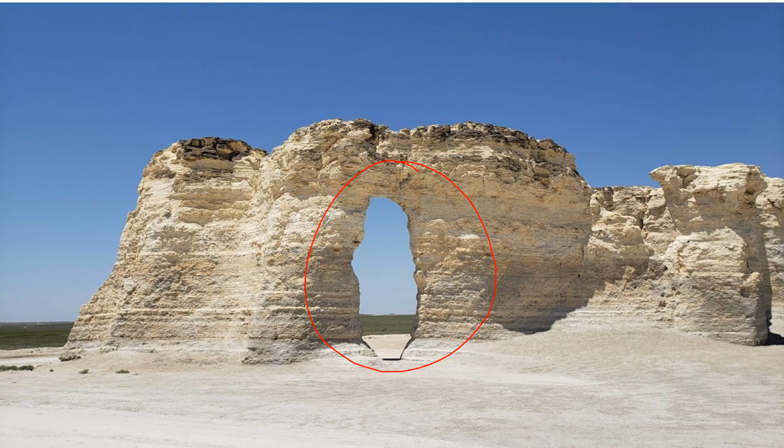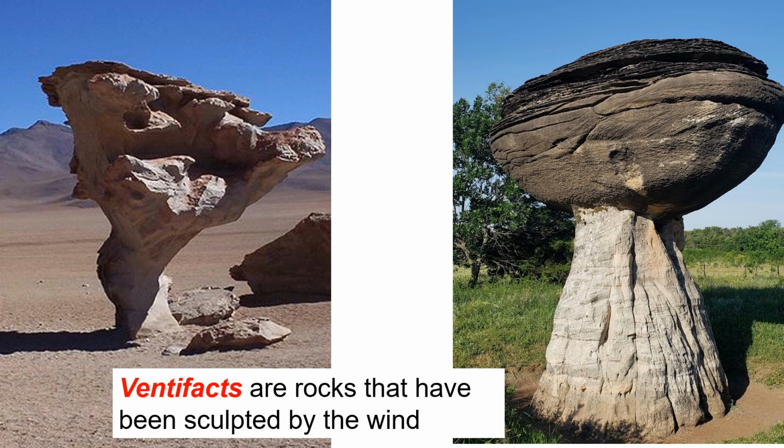And now, as more and more wind gets forced into that opening, it's forced to move a little faster. That opening is going to get bigger and bigger over time because the wind's going to blow stronger through there and then move more stuff out of the way. There's a name for these rocks that have these crazy weird shapes caused by the wind. They're called ventifacts. A ventifact is a rock that has been sculpted by the wind. It's been eroded by the wind.